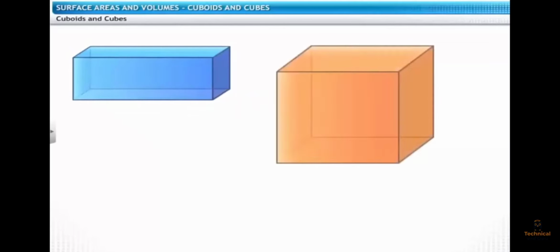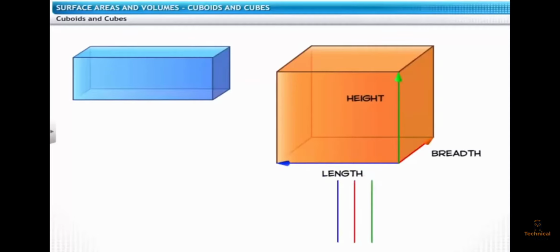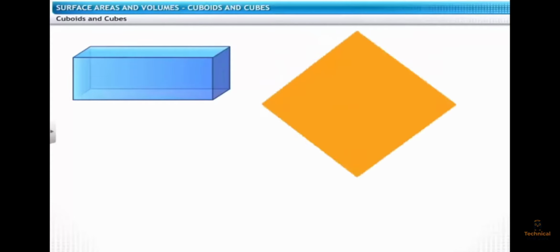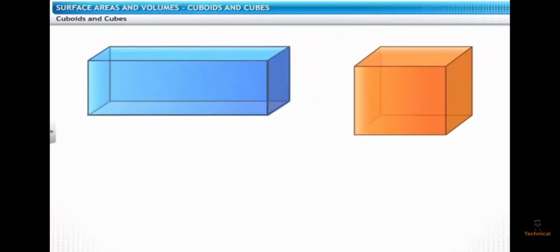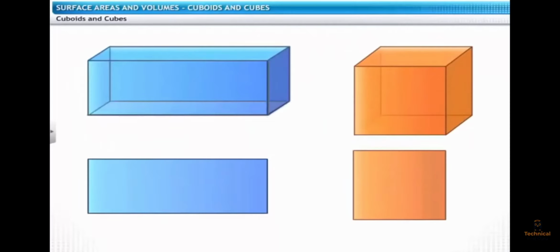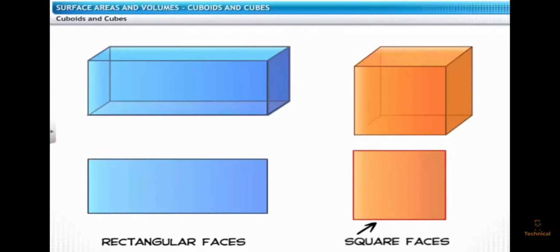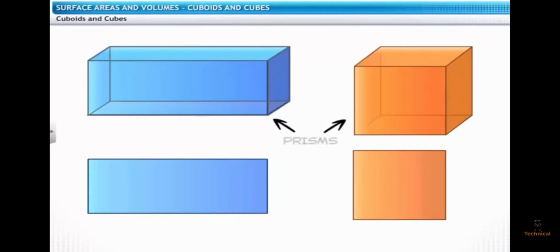Now, let's look at another figure. Here, the length, the breadth, and the height are all equal. Such a figure is called a cube. As you can see, the basic difference between a cuboid and a cube is the shape of their faces. A cuboid has rectangular faces, while a cube has square faces. These figures are also known as prisms.